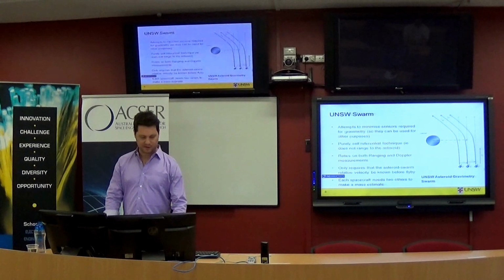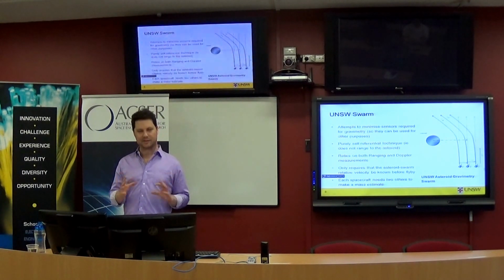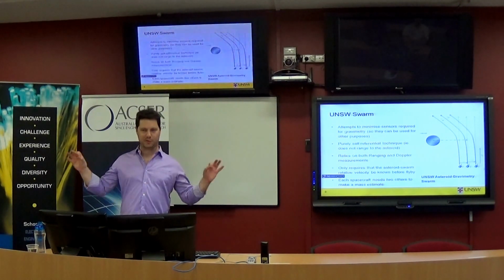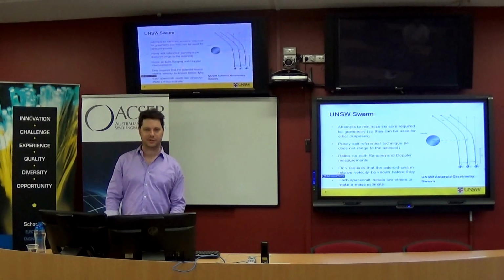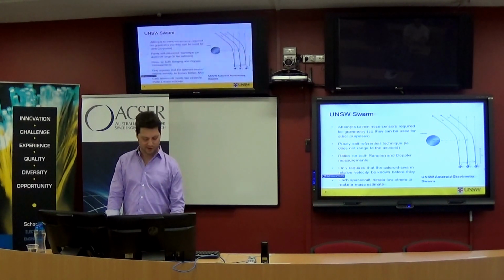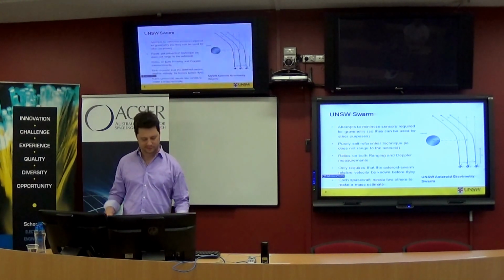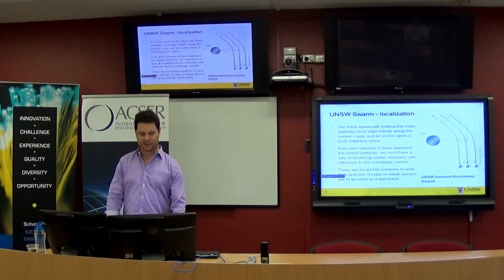And at the moment, given a whole bunch of conditions, each spacecraft just needs two others to make all the calculations that it needs. So as long as you know that prior velocity, you can work out everything else just using two buddies with certain rules in place.